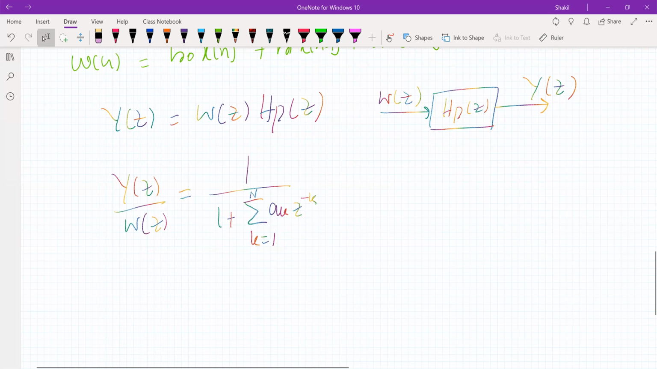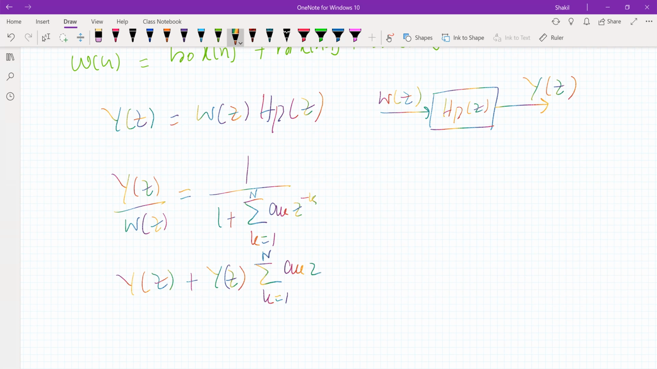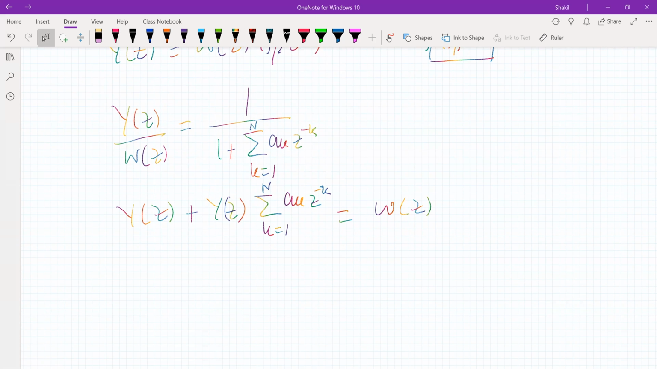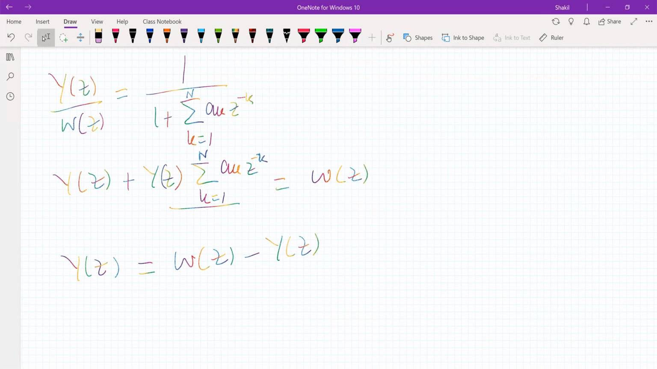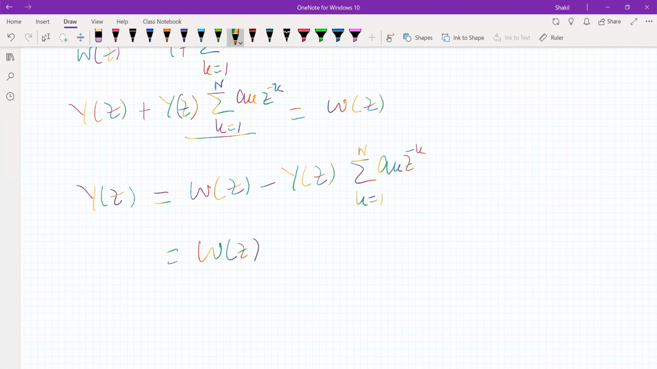Rearranging the terms, we write Y(z) plus Y(z) summation k running from 1 to n of a_k z^-k is equal to W(z). Expanding this summation, we take this on the right hand side, so this is W(z) minus Y(z) summation a_k z^-k, and let us expand this term in the next step.